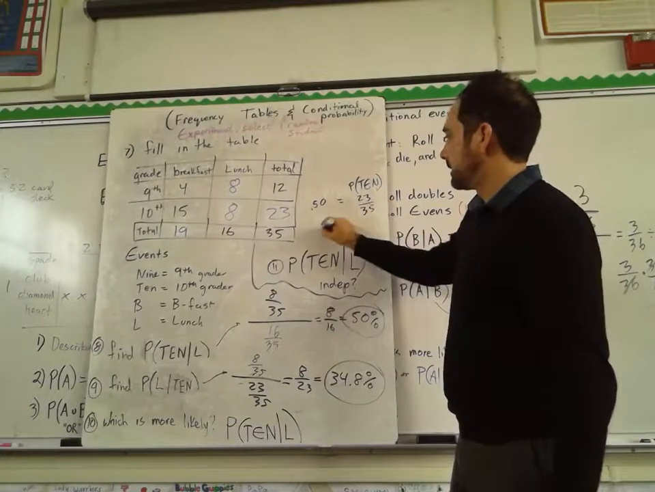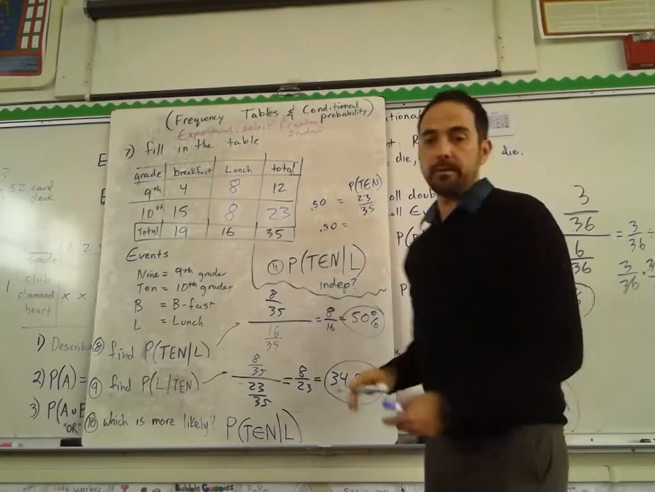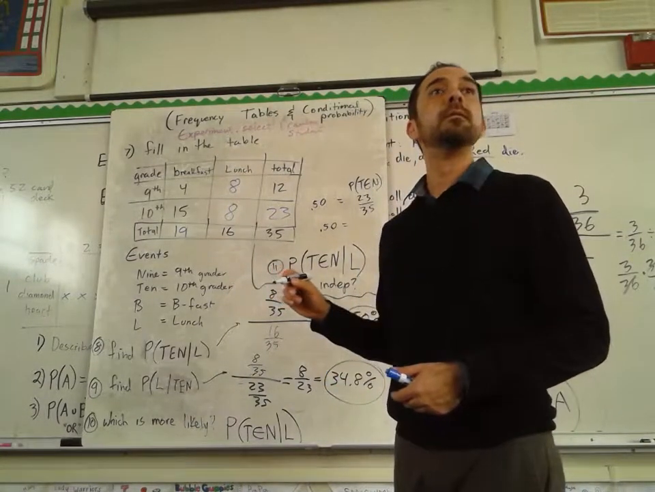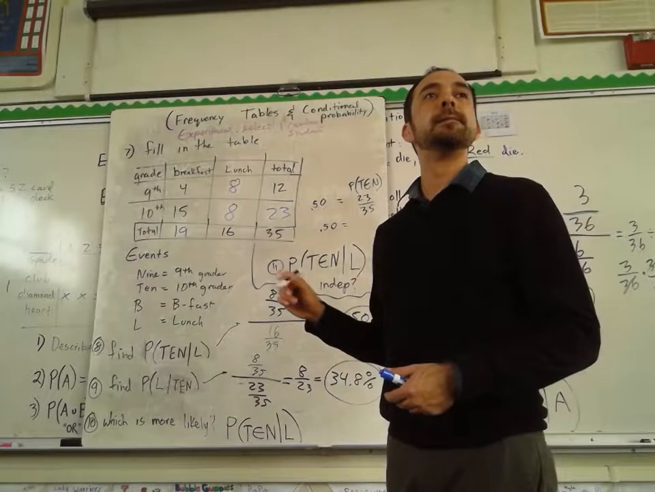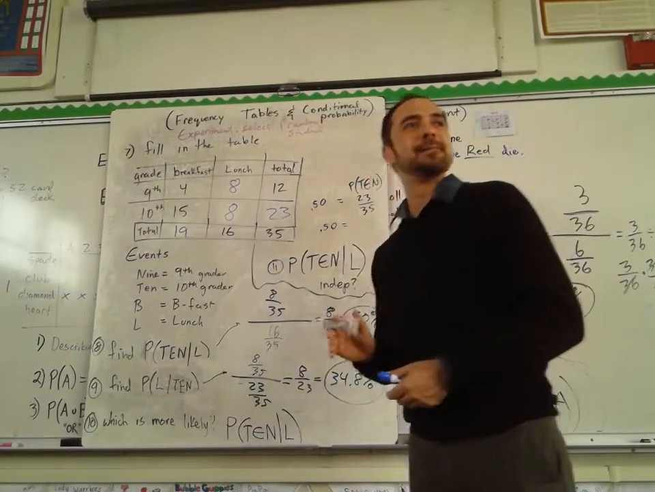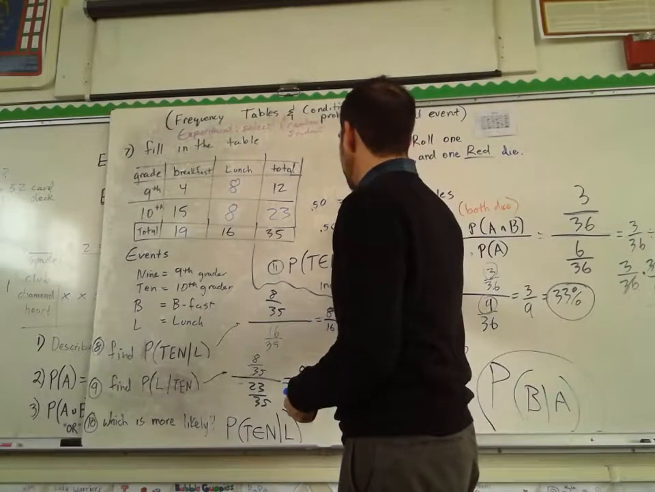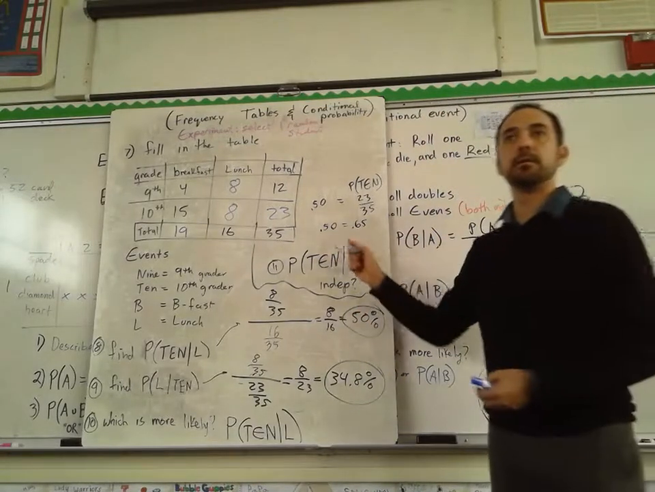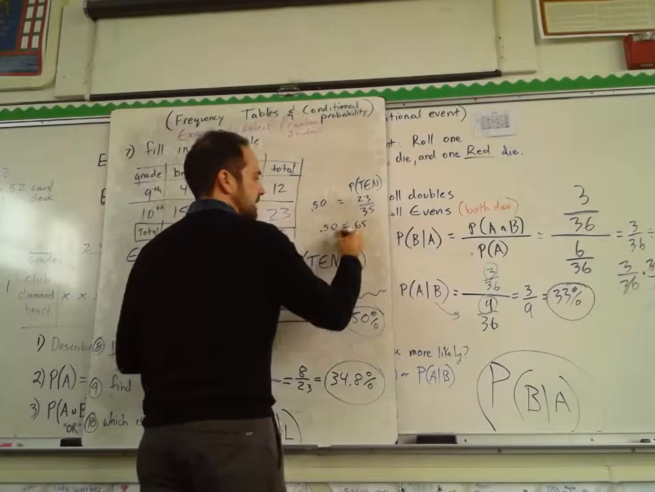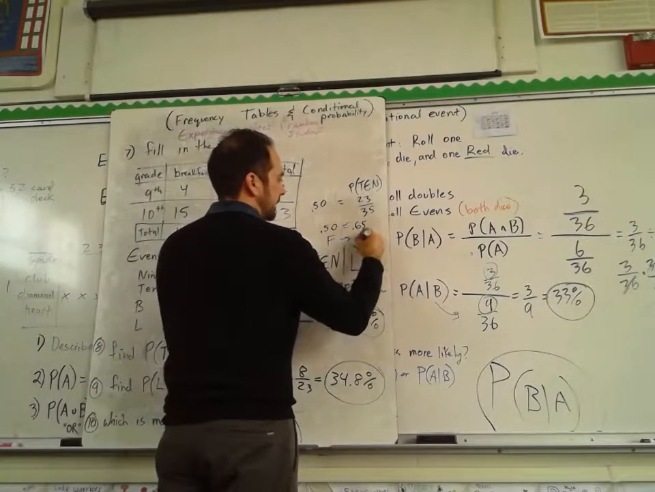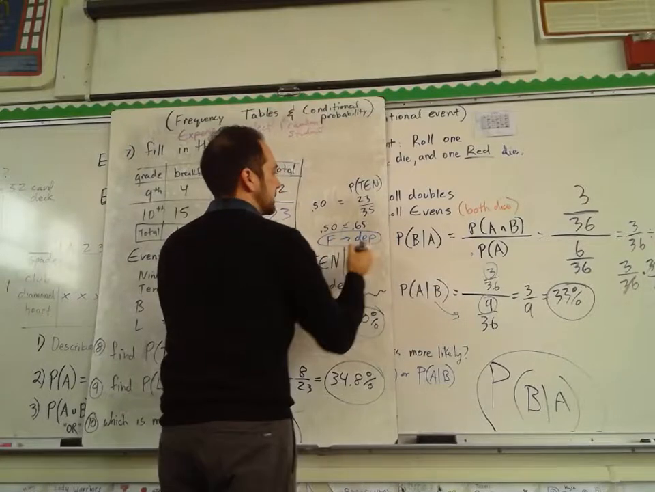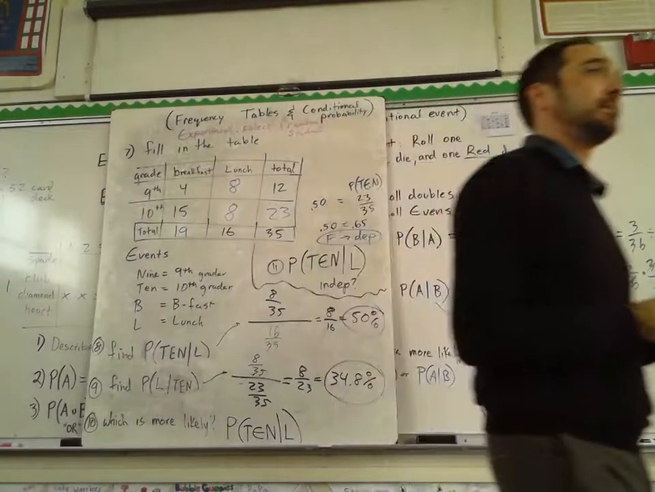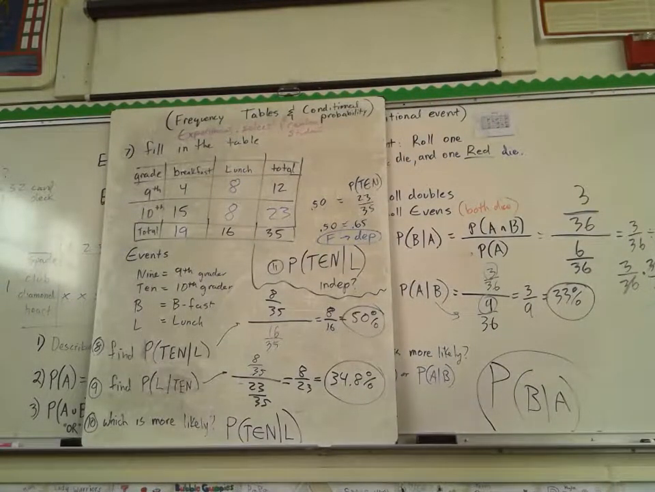Let's see if it's equal. 23 divided by 35. Who has that one? How much? Yeah, 0.65? Yeah. Okay. So is this true? No, that's not true. It's false. So I know that it's dependent. And it's very dependent because you have quite a big difference with those outcomes. So if it was equal, then it would be true, it would be independent. And since it's false, it's dependent.